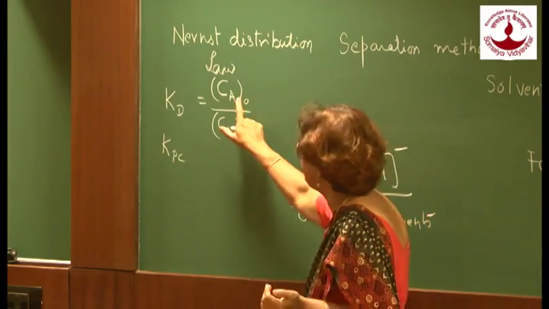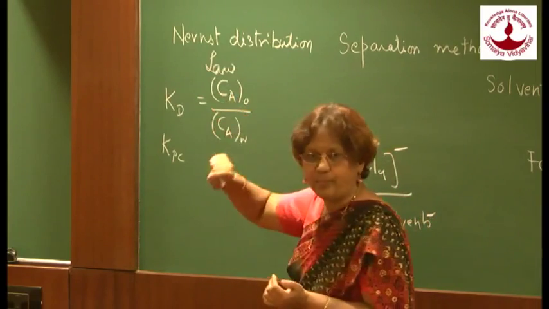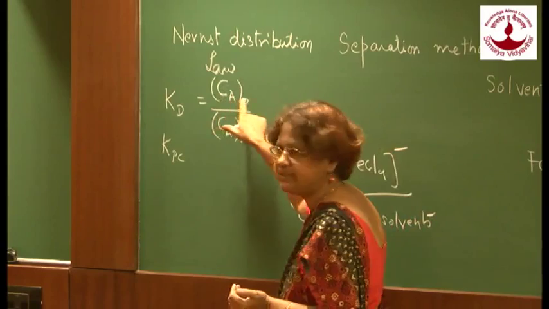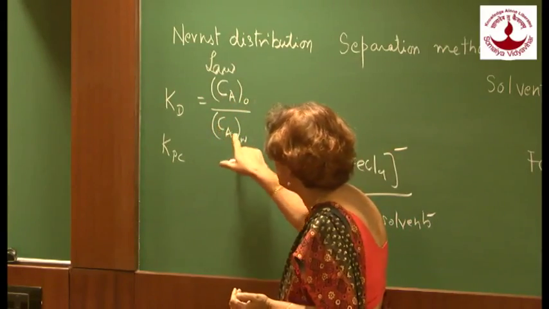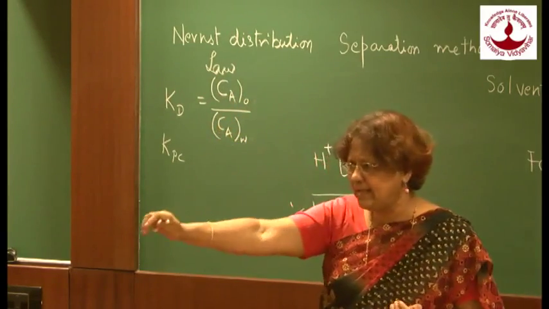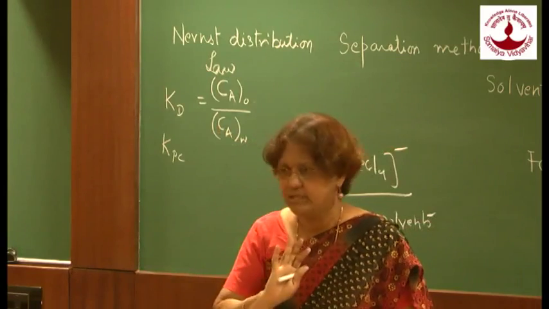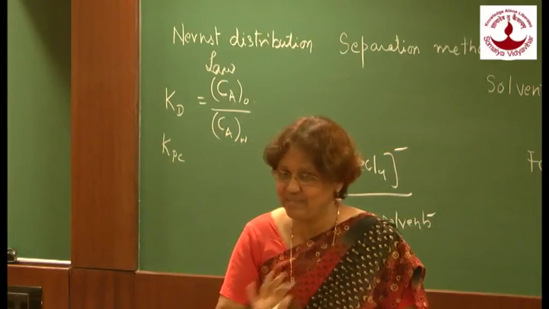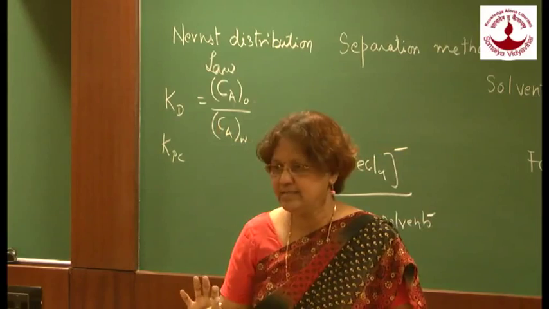So if you consider Fe as that particular A component, so concentration of A in the organic phase to concentration of A in the aqueous phase. Practically in the aqueous phase there is no iron, but it cannot be zero. It can never be zero.